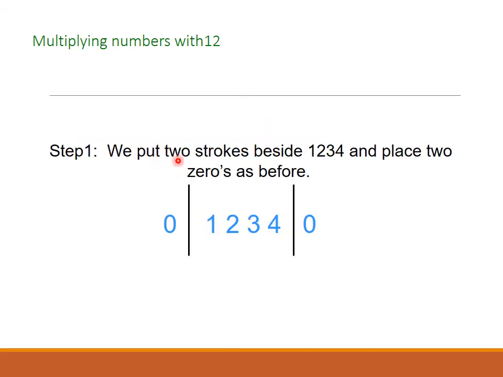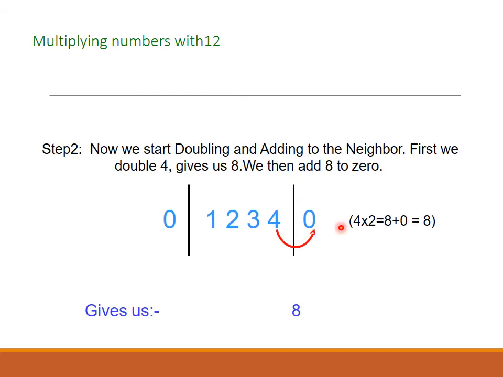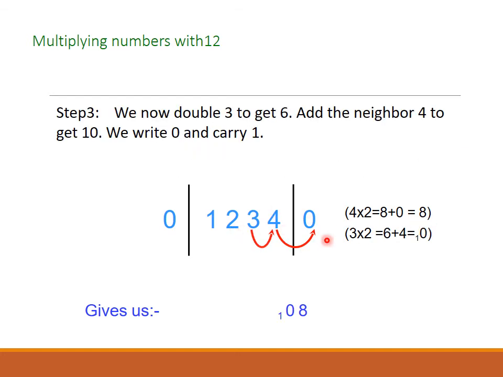Now here we put 2 strokes beside this number 1, 2, 3, 4. Here we keep zeros on either sides. And now we start doubling and adding to the neighbor. So first here 4, double of 4 gives us 8 and then add to 0 gives us 8. Now next we double this 3 to get 6 and then add to the neighbor.